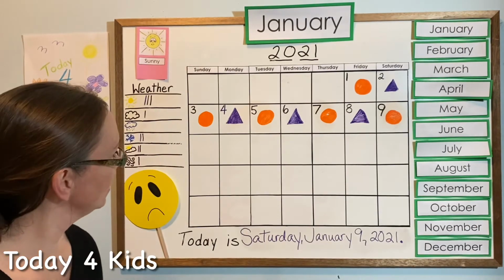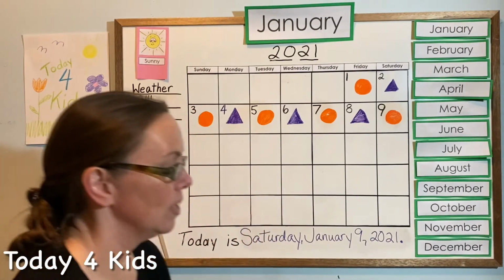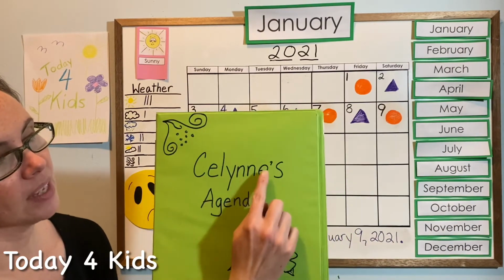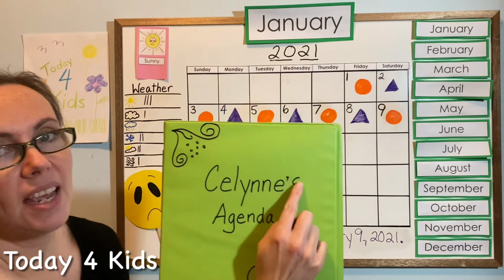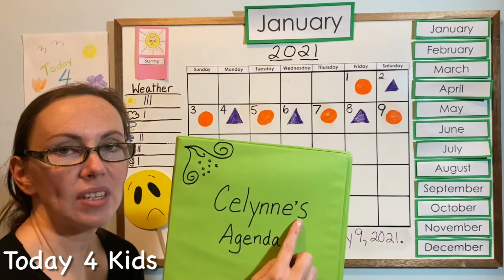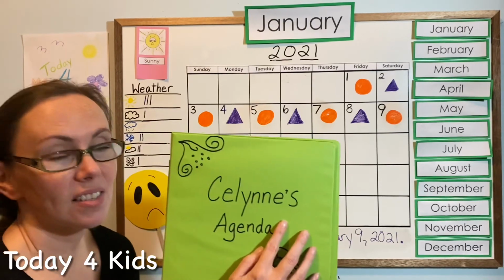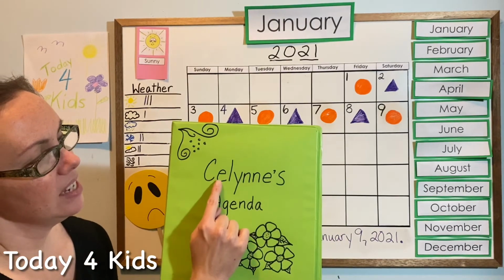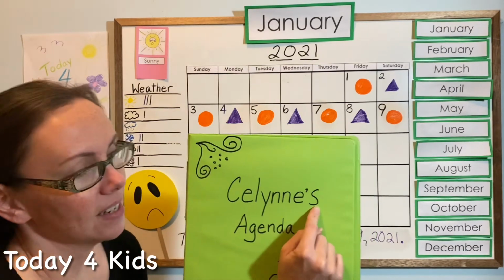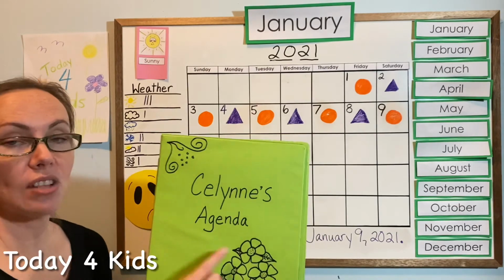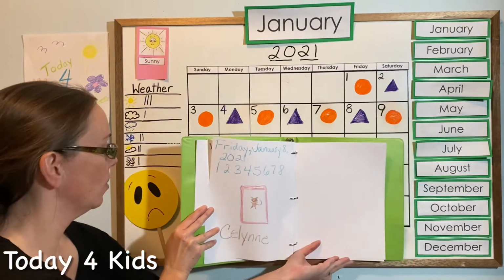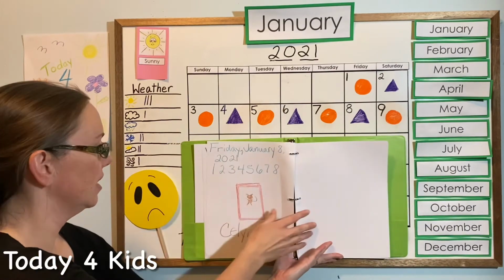That is exciting. So I'm going to open up my agenda. And do you remember? This is my name. And what's at the end of it? An apostrophe S. And do you remember what that means? When you got an apostrophe S at the end of someone's name, that means that it belongs to them. So this is my name, Celyne, and then apostrophe S. So Celyne's agenda. So that means it belongs to me. Anybody that picks up this book will see that it belongs to Celyne.